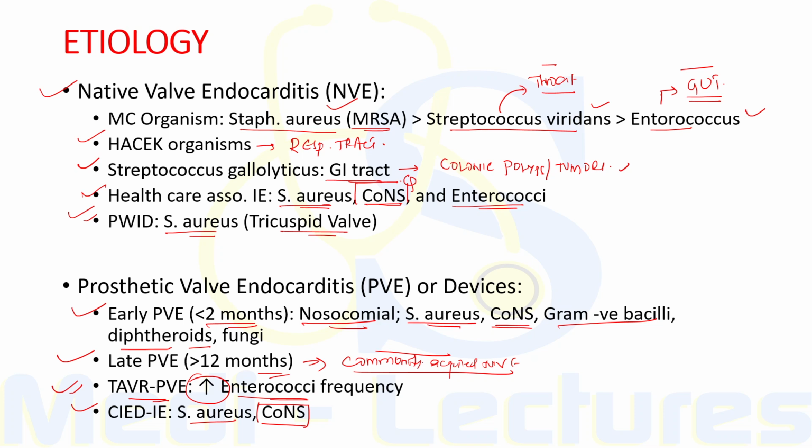So we have to remember the important points. Firstly, most common organism is Staph aureus followed by Streptococcus viridans and Enterococcus, both in native valve and late prosthetic valve endocarditis. The early prosthetic valve endocarditis is usually due to nosocomial infection, and in healthcare or nosocomial infection, we have role of Coagulase negative Staphylococcus.